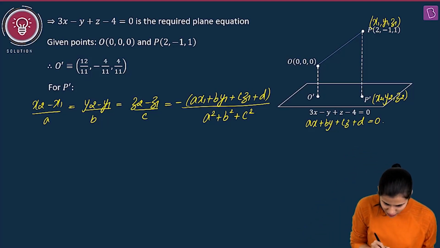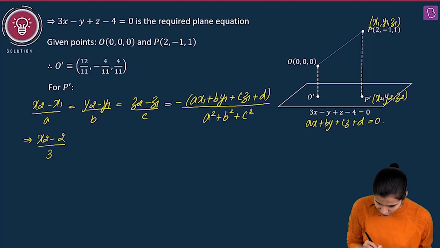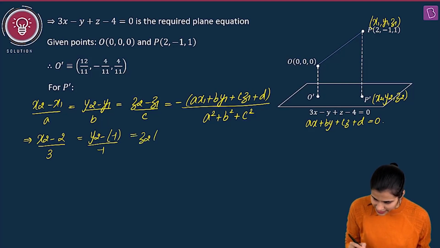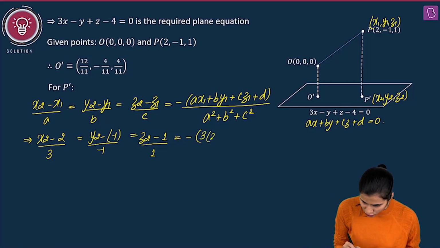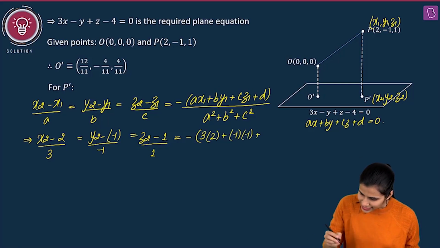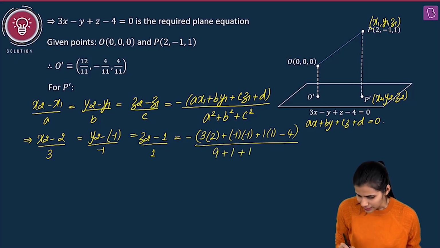Plug in the values. So x2 as it is, x1 is 2, a is 3, y2 as it is, y1 is minus 1, b is minus 1. z2 as it is, minus z1 is 1 and c is again 1. Minus of ax1, that means 3 into 2, plus by1, that means minus 1 into minus 1, plus cz1, that means 1 into 1, plus d upon a square plus b square plus c square.